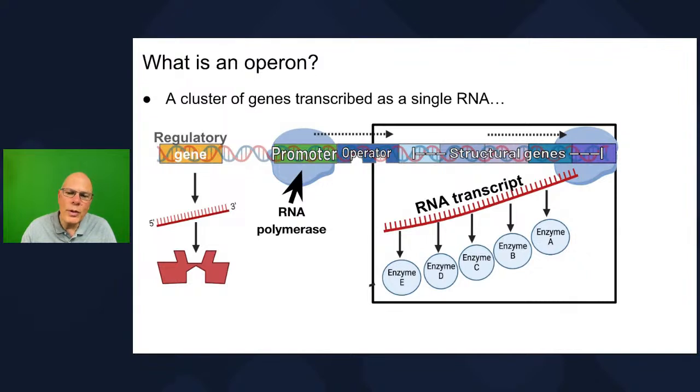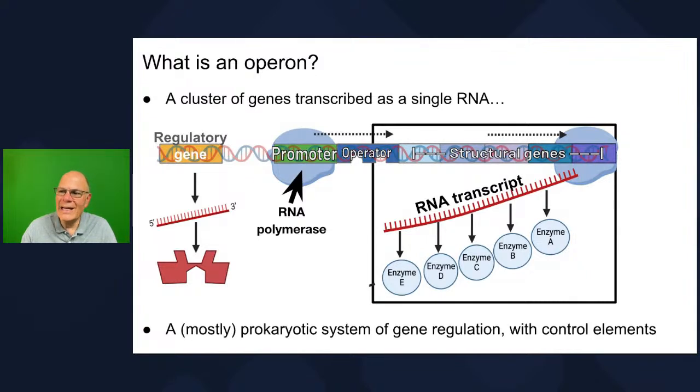But the more important thing to know is that it's a prokaryotic system of gene regulation that has control elements. So it solves the problem that I just mentioned. E. coli, 4,000 genes. Which ones get expressed and when?